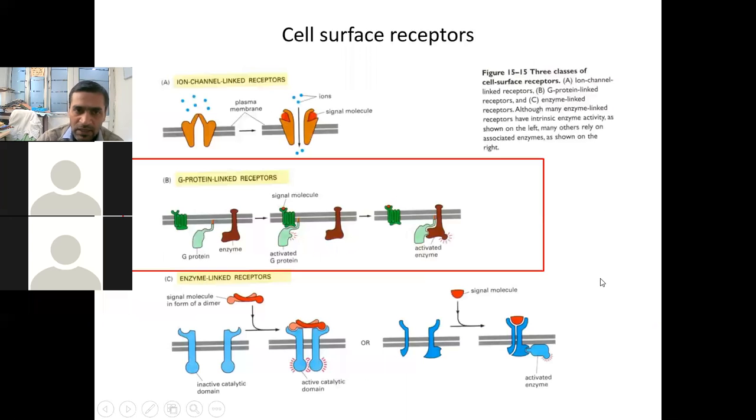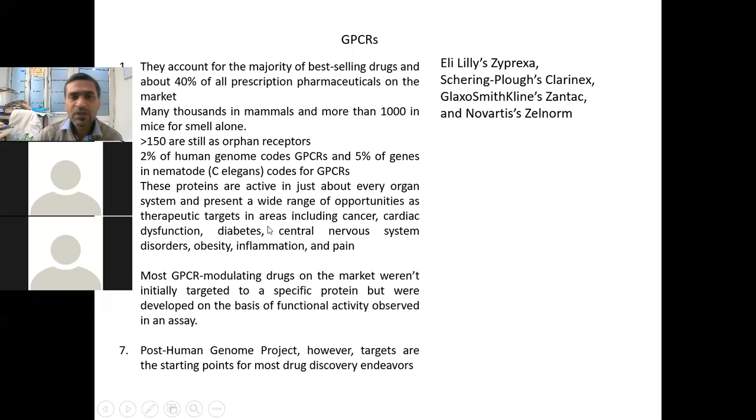Now we will move to another one. I had told you there are three types of receptors present on the cell surfaces. One is called ion channel linked receptors, other is G protein linked receptors, other are enzyme linked receptors. So we will now talk more about G protein linked receptors, that is GPCRs.